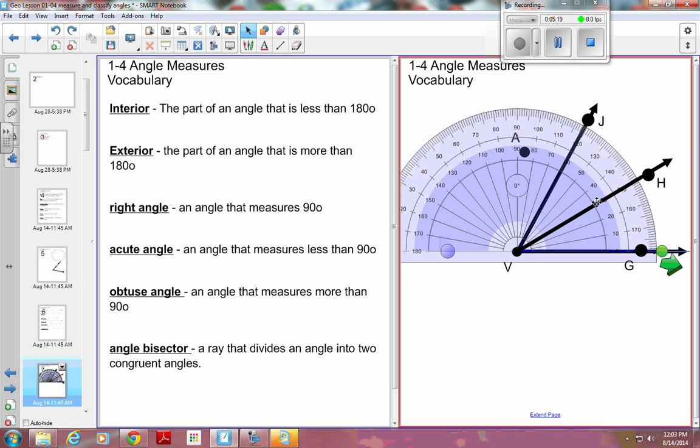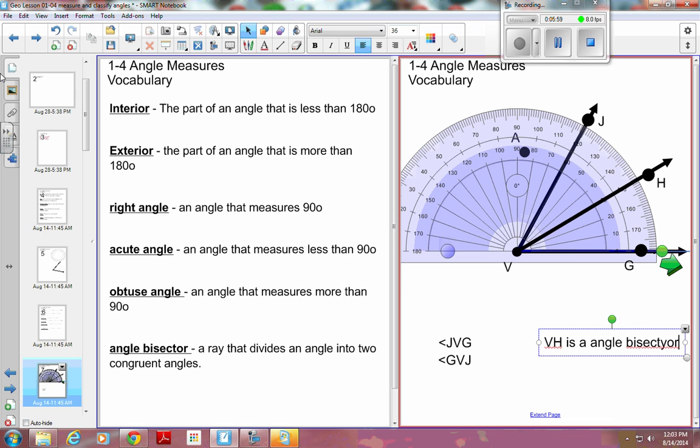So VH is an angle bisector to JVG. And I call this angle JVG. Notice the V is in the center because the V is my vertex. You put the center letter as the vertex. I could also call this angle GVJ, and those two angles are one and the same. V is still my vertex, and it's still going through points G and J. So ray VH, I could write that VH is an angle bisector, and then I would need to say that that's a ray, so I would put a little ray mark over the top of it.